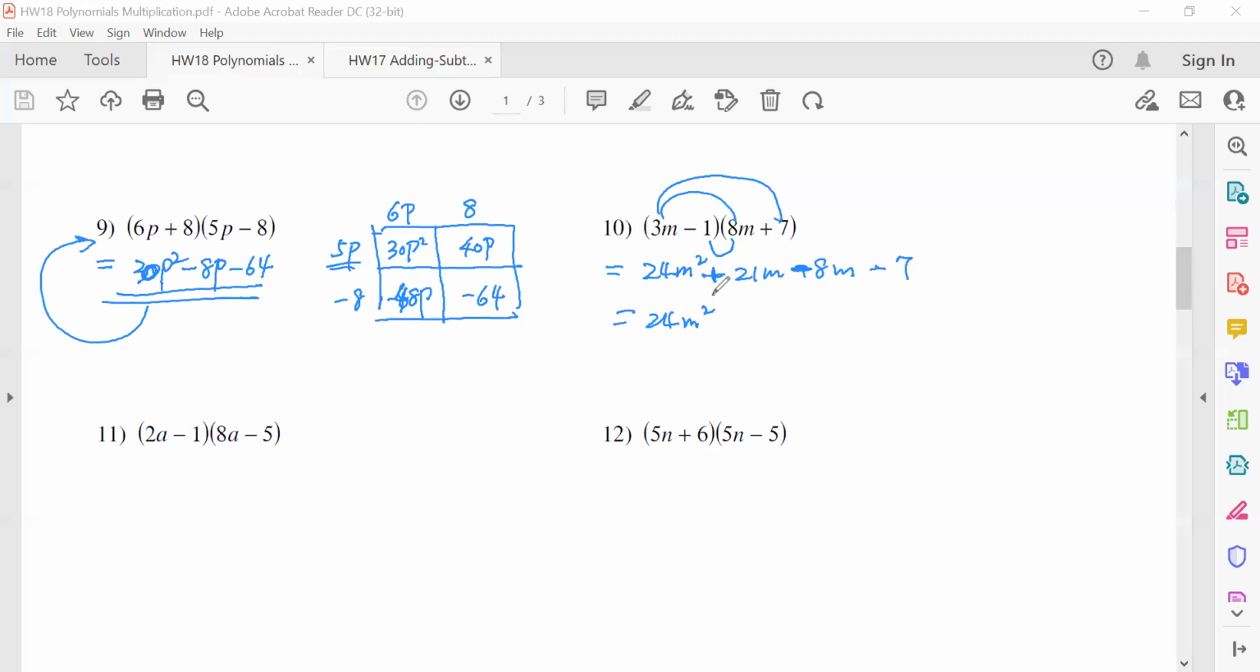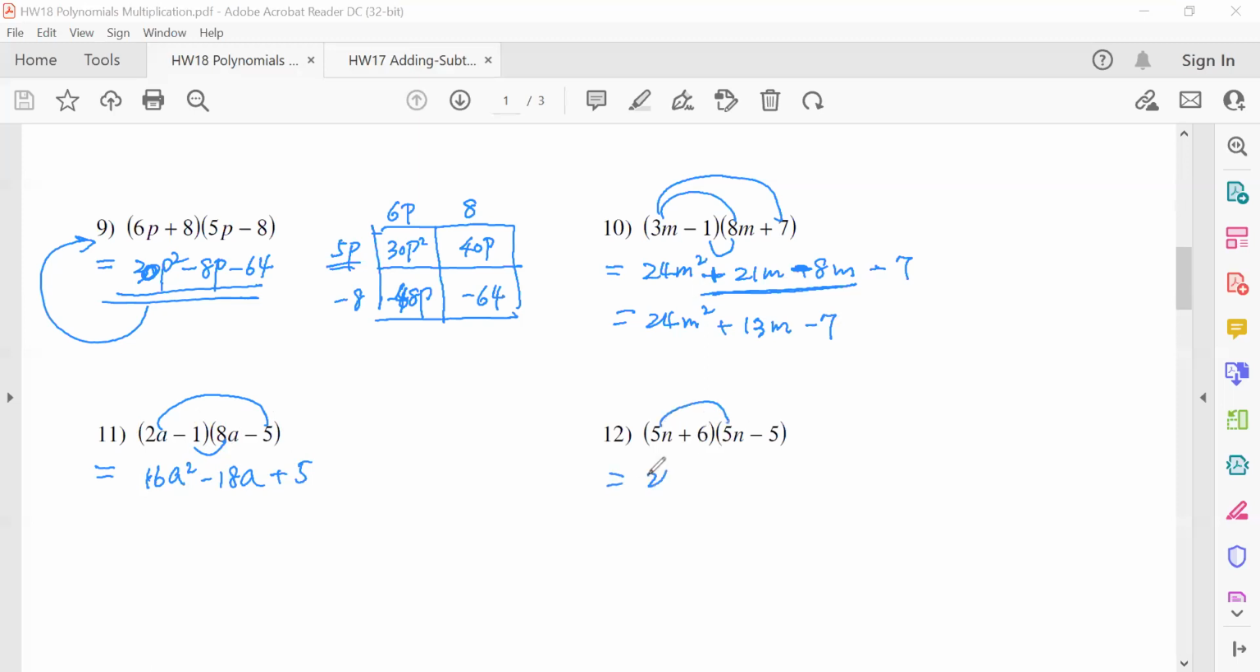If you are familiar with the process, it makes things easier. Okay, so C to 11, you can get the answers in one step. So 16a squared, minus 10, minus 8, so you get minus 18a, plus 5. If you are familiar with the process, you can just get the answers in one step, like this one.